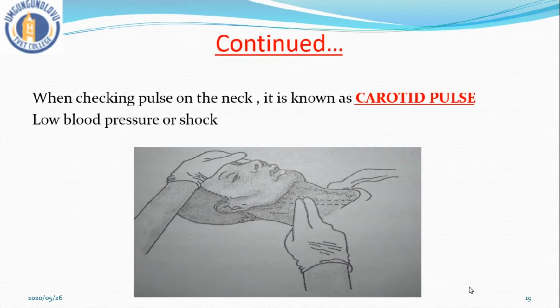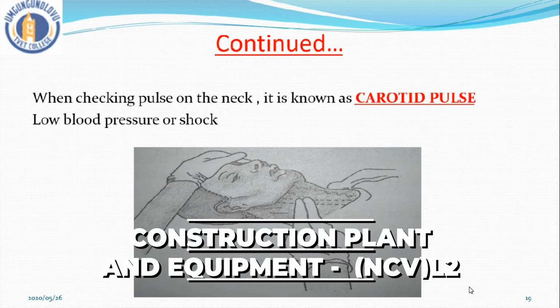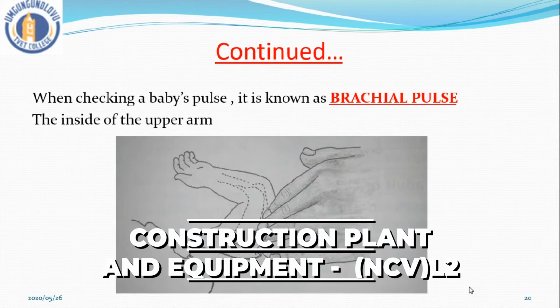When checking the pulse on the neck, it is known as the carotid pulse, mainly for people who have low blood pressure or shock. So the carotid pulse will be checked on the neck, on either side of the neck, on this side or on that side. It's known as the carotid pulse.